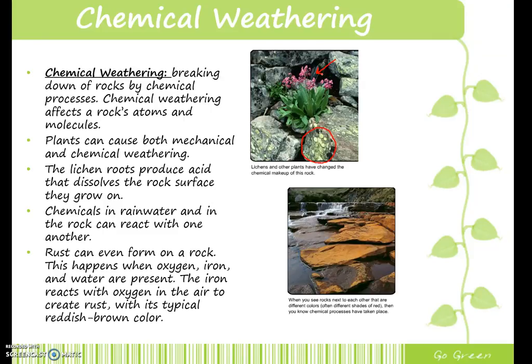Chemicals in rainwater can cause rocks to break down, especially if there's pollution and that pollution has caused acid rain, then that can break down rock. Finally, rocks can even rust. If you see this bottom picture here, the reddish rocks, this happens when oxygen, iron, and water are present. There is a reaction that causes the iron to react with the oxygen in the air and create rust with its reddish brownish color. So that rock is actually rusting due to chemical weathering.